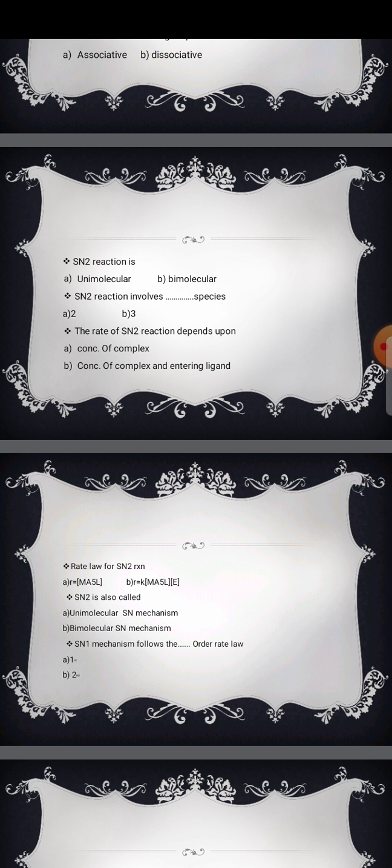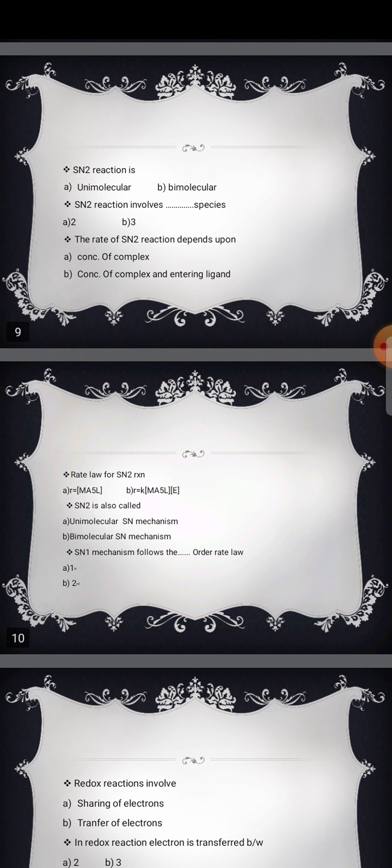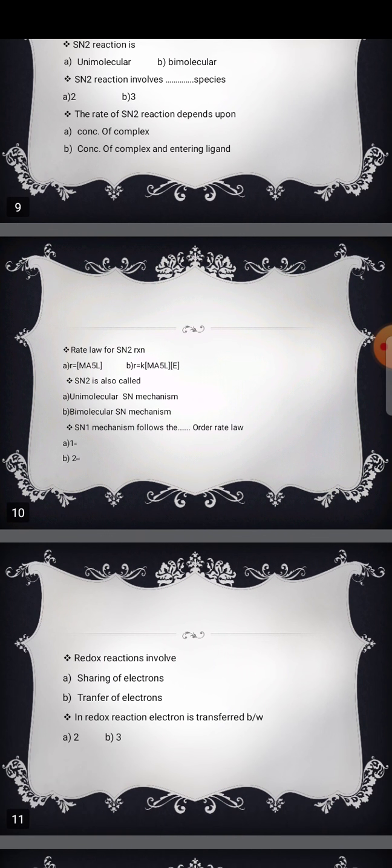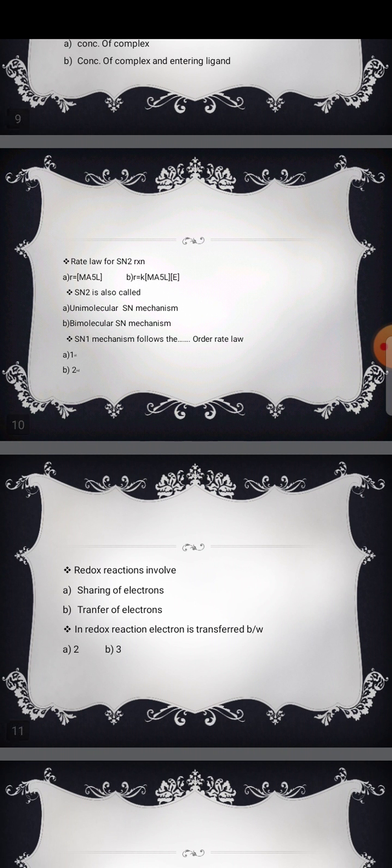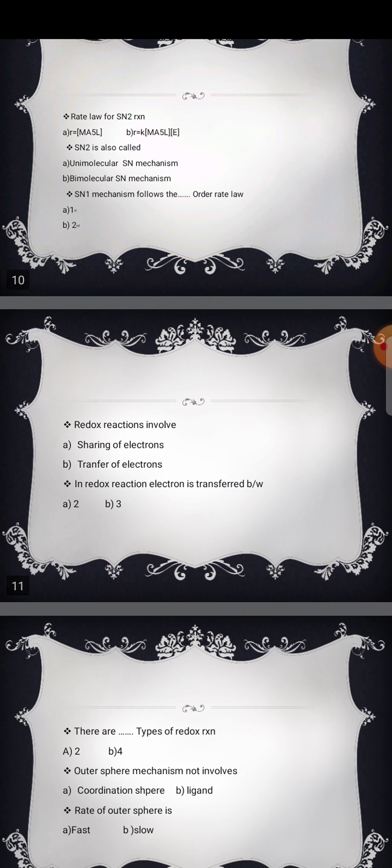SN1 mechanism follows the dash order rate law, first order or second order? It will be first order. Redox reaction involves sharing of electrons or transfer of electrons? The answer will be B, transfer of electrons. In a redox reaction, electron is transferred between 2 species or 3 species? So it will be 2 species. There are dash types of redox reaction, 2 or 4? It will be 2.